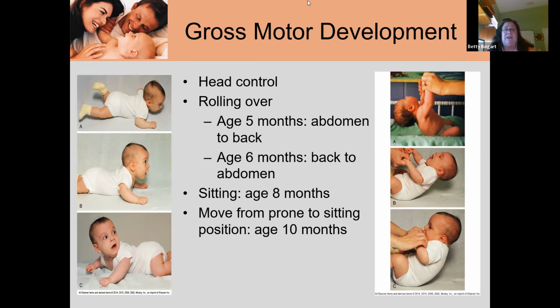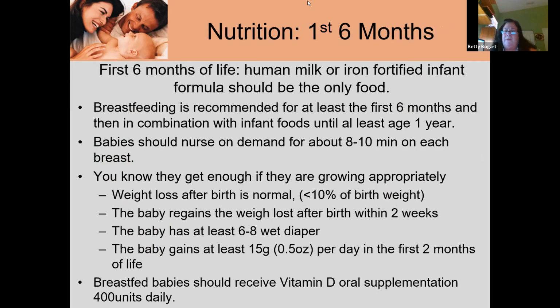So if they're not doing something or it's not going in the forward fashion, this is something that needs to be reported. What do we do if they're not where they should be? Well, this is where we start that early intervention: speech therapy, occupational therapy, physical therapy. And as I said, kids are so resilient. They catch up really quickly, which is what I love.